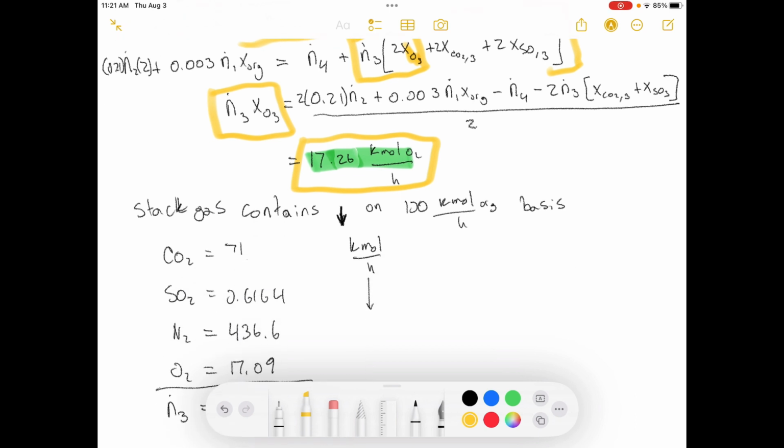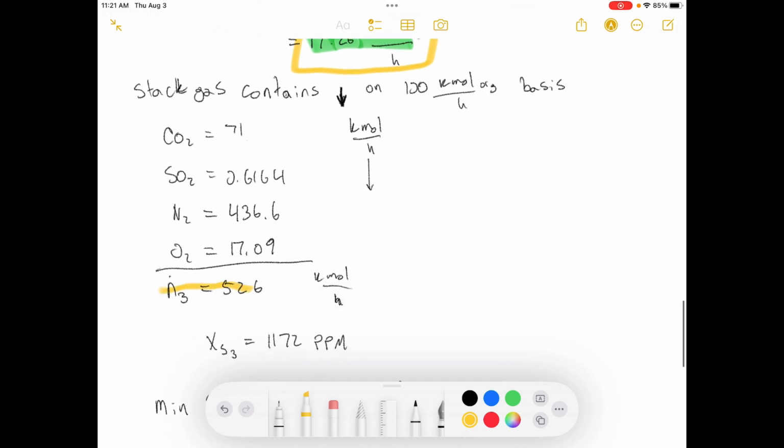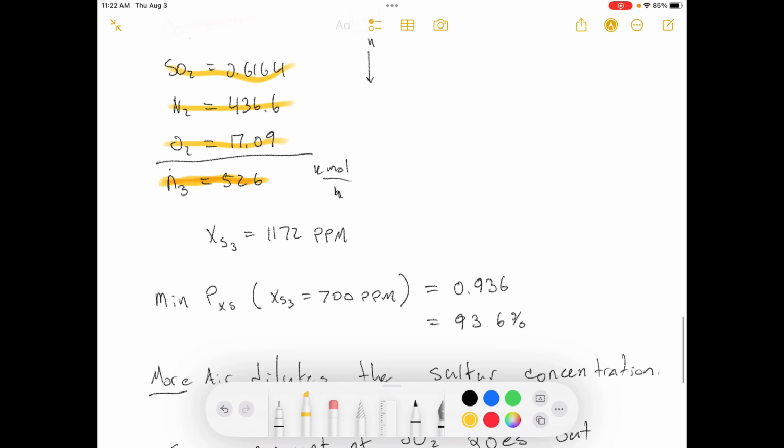Okay, so now that we have all of the components of the molar flow rates going out the stack, we can calculate what the total mole flow rate out of the stack is, right? So we have this much going out in CO2, this much SO2, this much nitrogen, this much oxygen. Remember, the water's not included, that's pulled off earlier. This is the dry basis, okay? So we just have this much moles going out. That means the ppm of sulfur is going to be this guy.